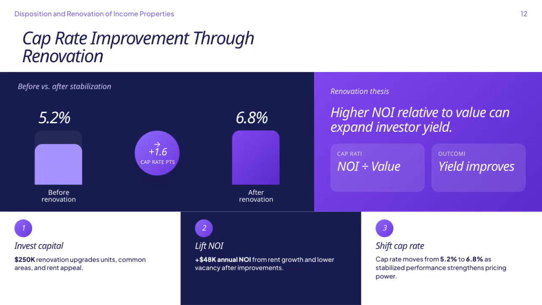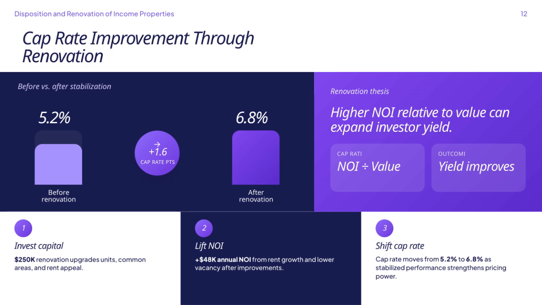Here, we're looking at how renovations can impact the cap rate and overall investment yield. Before renovation, the cap rate sits at 5.2%, which reflects a property's income relative to its value in its current state. After we invest in $250,000 worth of renovations, including upgrades to units, common areas, and improving rent appeal, we see a significant increase in the property's net operating income, or NOI. Specifically, an additional $48,000 annually driven by rent growth and reduced vacancy.